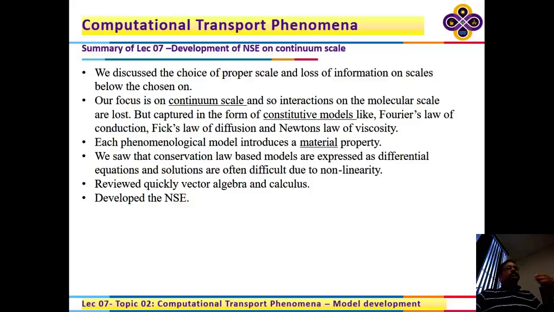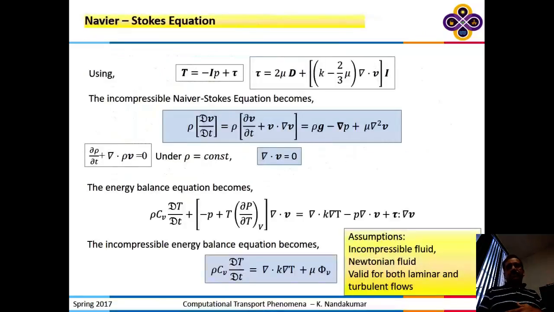They introduce a material property through their definition of the equation, and those material properties depend on the type of the molecule. And MD can actually help in predicting those material properties, but we can also get them from experiments, and from our point, we are going to assume that they are given, and we're going to look at phenomena occurring on a scale much larger than that. And we quickly reviewed the vector algebra, vector calculus, and developed the so-called Navier-Stokes equation.